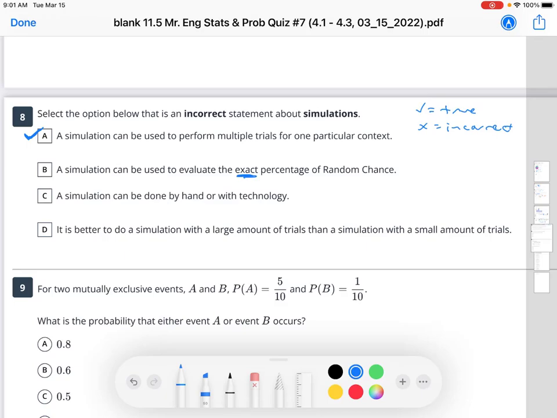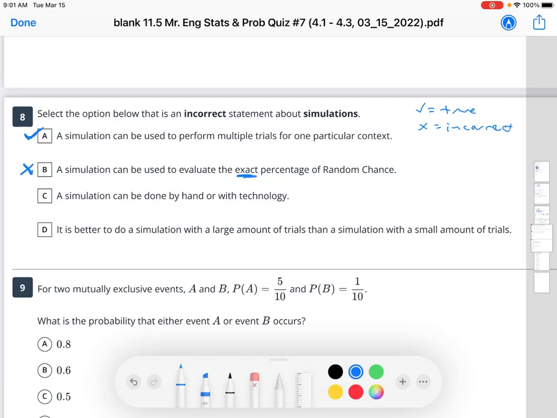Right now is the Ukrainian invasion, and so if they do a simulation, they might say, how many days will Ukraine survive all the bombings and the invasions? They can't get an exact answer, they can get an estimate. So I'm wary of this one. I'm going to put this one as my incorrect. But let's go through the other choices.